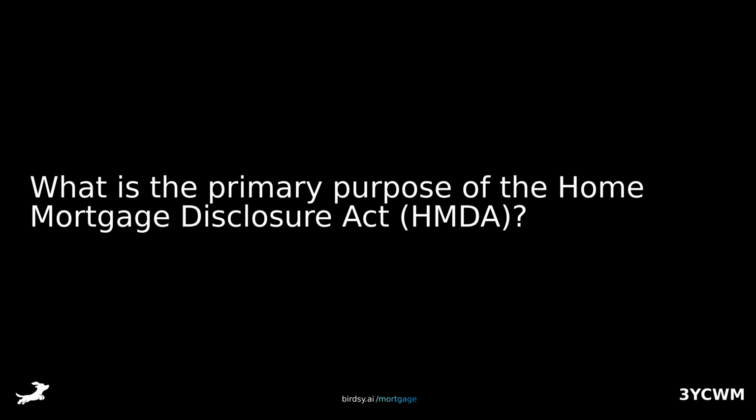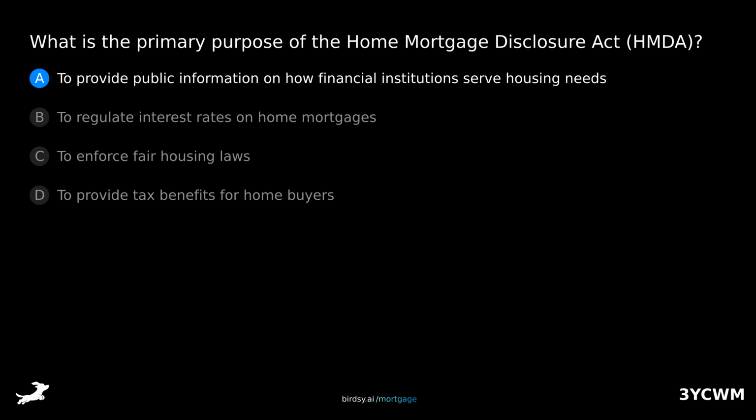What is the primary purpose of the Home Mortgage Disclosure Act? Is it A, to provide public information on how financial institutions serve housing needs, B, to regulate interest rates on home mortgages, C, to enforce fair housing laws, or D, to provide tax benefits for home buyers? The answer is A, to provide public information on how financial institutions serve housing needs.